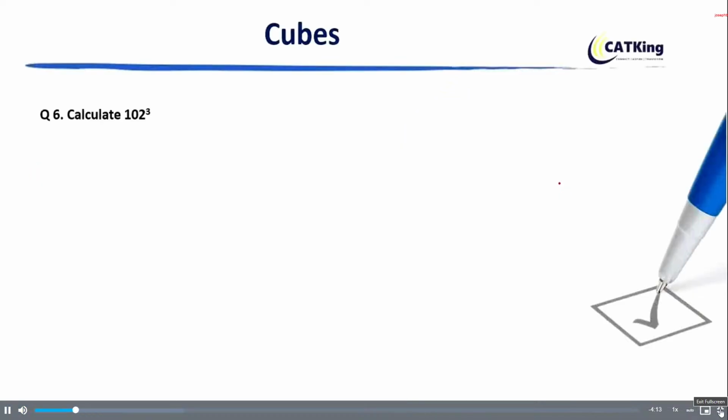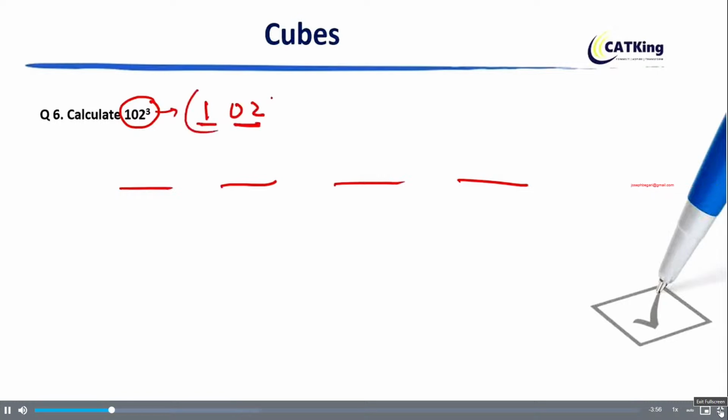Let's get started. The first thing is 102 cube. So how you will do it? Simply make 4 boxes. Very first step, make 4 boxes. In the very first box, divide this number into 2 parts. This is 1 and 02. 1 is separate, 02 is separate. This I have to calculate. Very first box will comprise this first digit's cube. So this is 1 cube, which is 1.